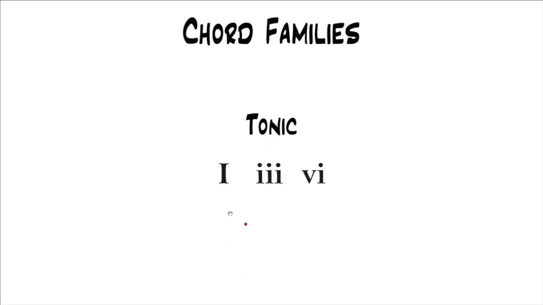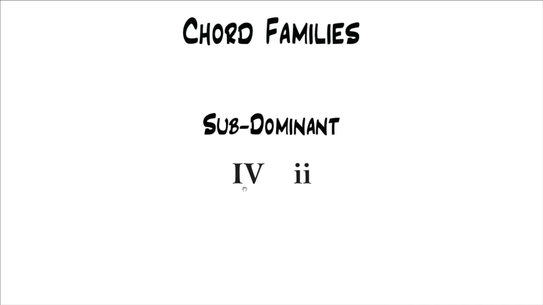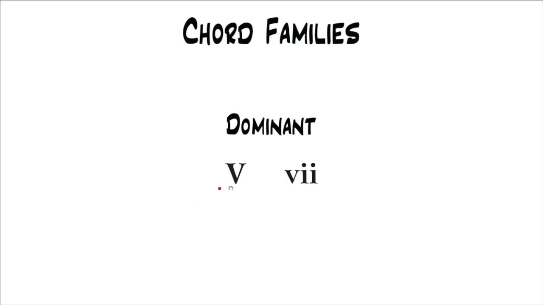So your tonic family has the 1 chord, the 3 chord, the 6 chord. In the key of C, that's a C, E minor, or A minor. Your subdominant family has the 4 chord or the 2 chord. In the key of C, that's an F or a D minor. And your dominant family has a 5 chord or the 7th chord. And in the key of C, that's a G or B diminished.